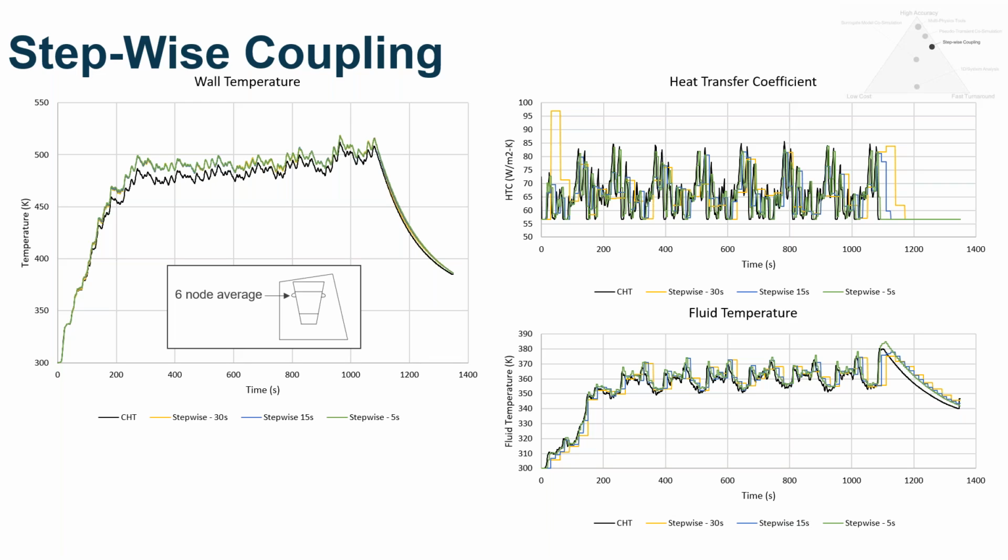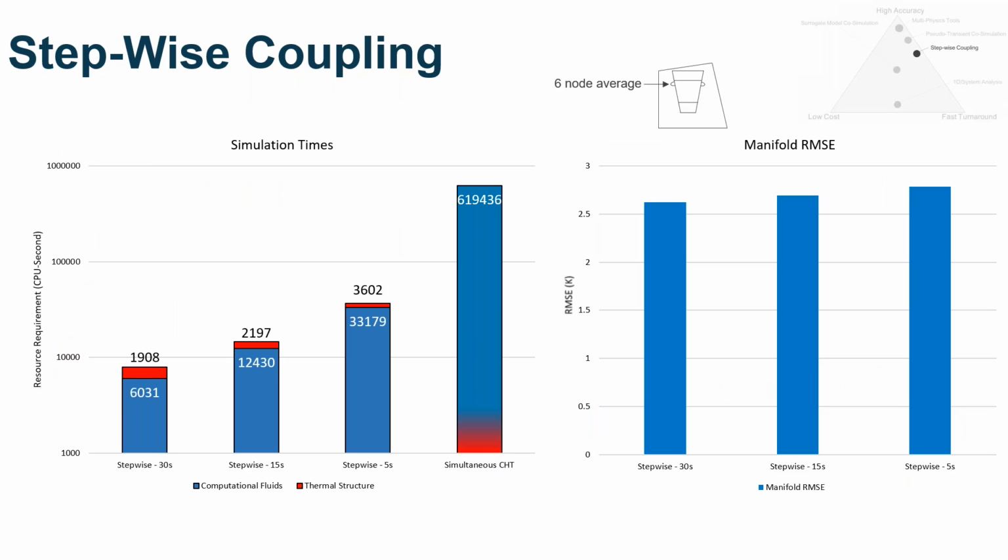But if we look at the wall temperature on the left-hand side, you can actually see it's a fairly accurate solution method, noticing that it's only a few degrees Kelvin off of the true solution. And there's actually not very much impact in terms of the predicted wall temperature based on the boundary conditions or the coupling interval. That said, there are dramatic differences in terms of the runtime.